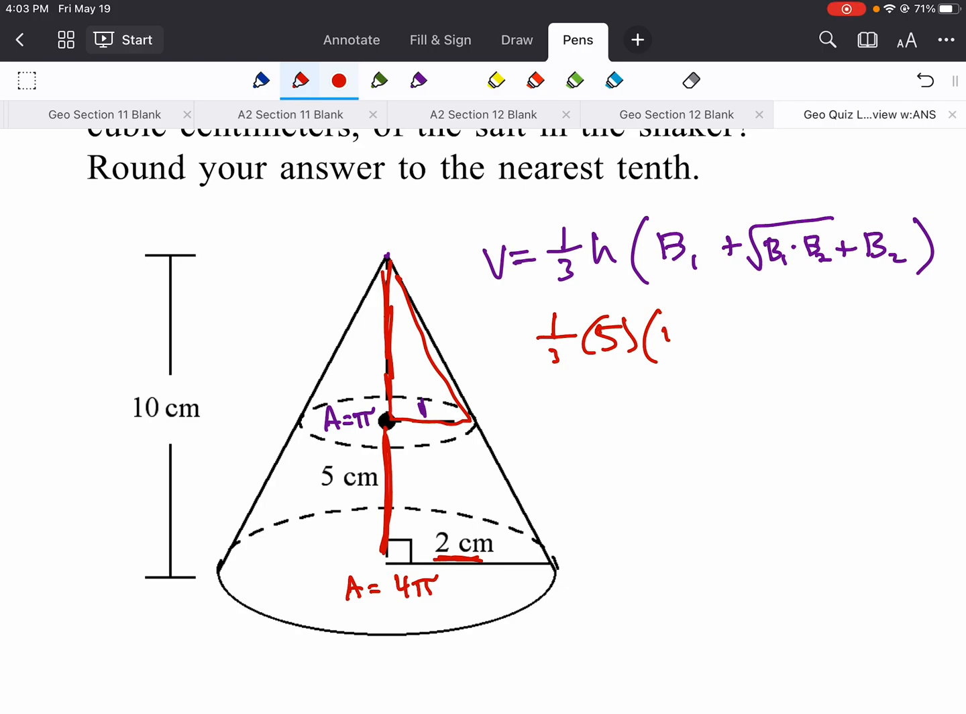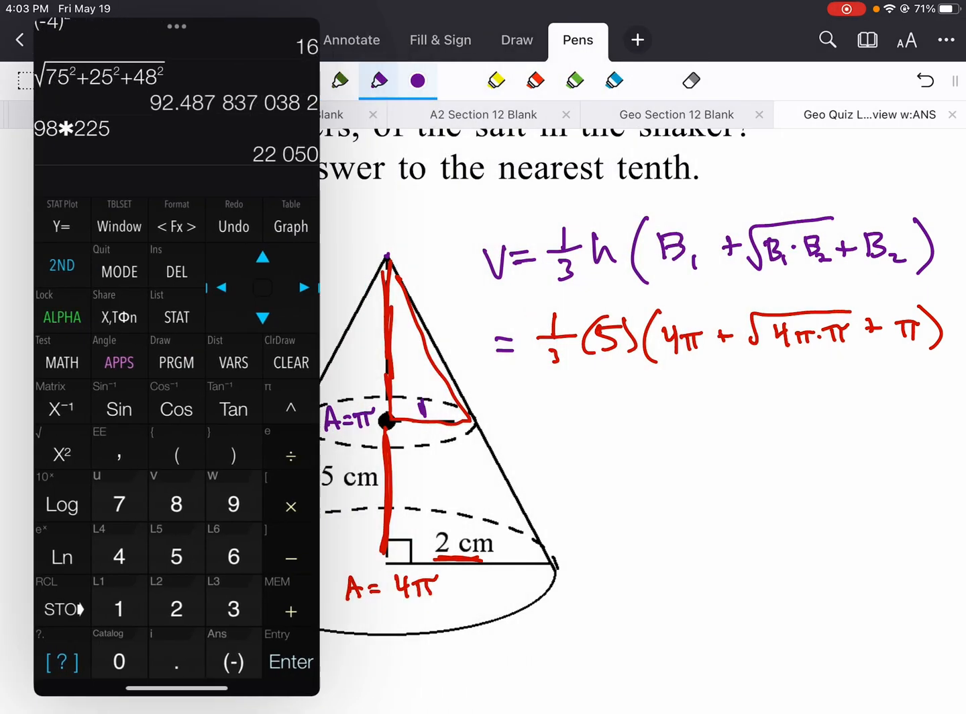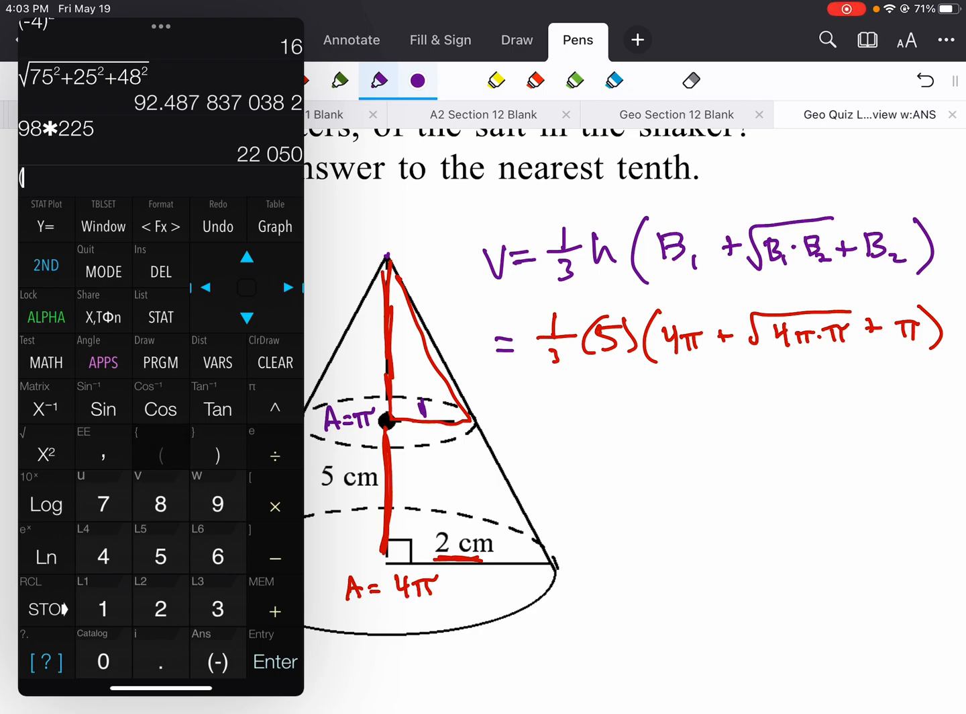Okay? So now let's plug in those area bases and see what we got. Base 1, I'm going to call 4 pi. Base 2 is 1 pi. And in the middle, I'll do the square root of 4 pi times 1 pi, the geometric mean of those two things. It wants the answer to the nearest tenth, and when it asks for the nearest tenth, I think your best bet is to use your calculator and just write it all in, because there are no variables there. I'll just do 1/3 times 5 times, and then just type everything you wrote down: 4 pi plus the square root of 4 pi times pi.